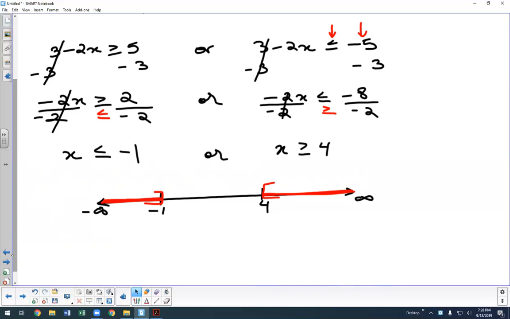We have not seen an example like this. This is the first one because these are two separate pieces, right? One of them is going to the left, the other one is going to the right. Any ideas of what this interval notation will look like? Open bracket negative 8 and then negative 1. Negative infinity, and then negative 1 bracket, and then the union, and then bracket 4, and then infinity.